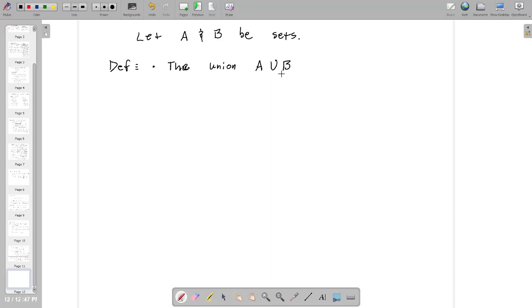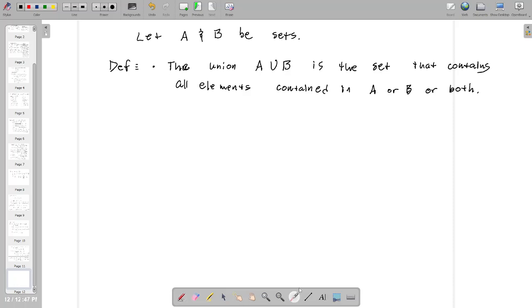The union, A union B, is the set that contains all elements contained in A or B or both. Now, this is the union symbol. It's written as a U. A union B is anything that is contained in at least one of them. So you collect all of the elements of A, all of the elements of B, and all of the elements of both, and you write a new set and include all of those.